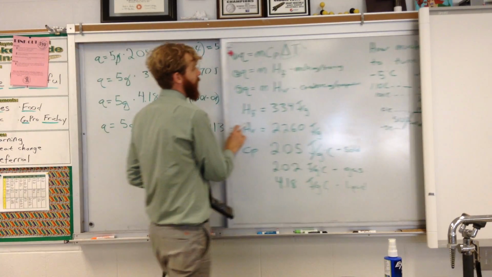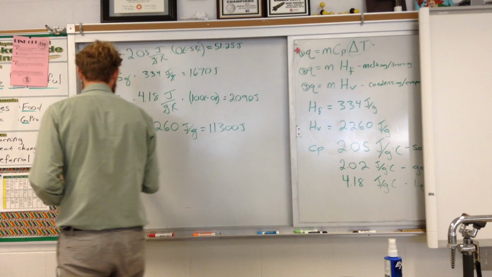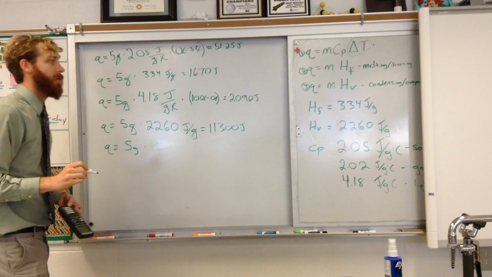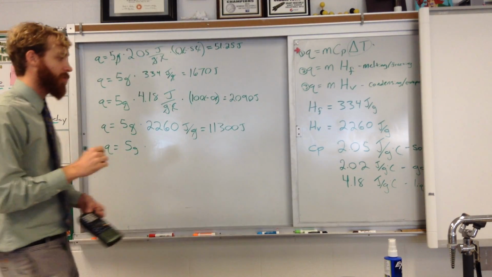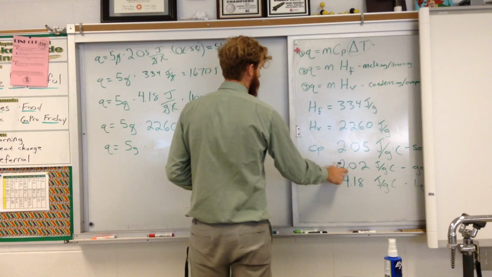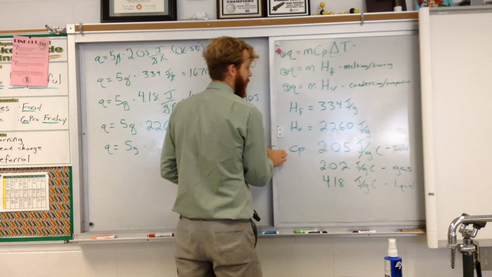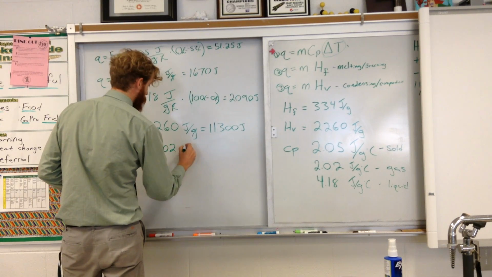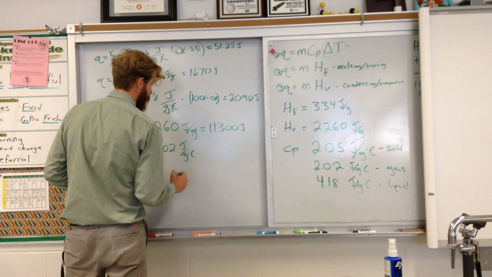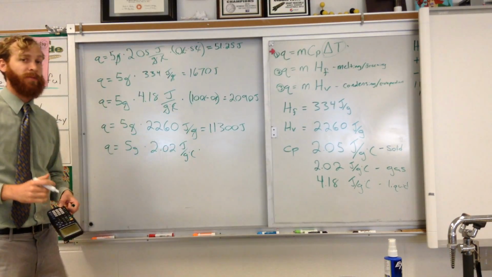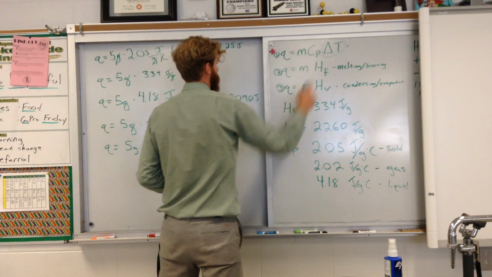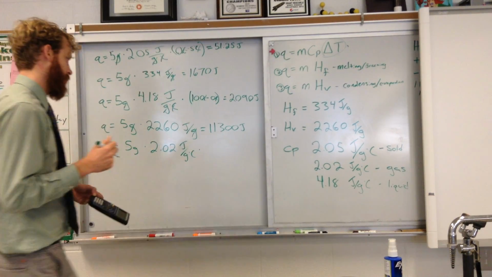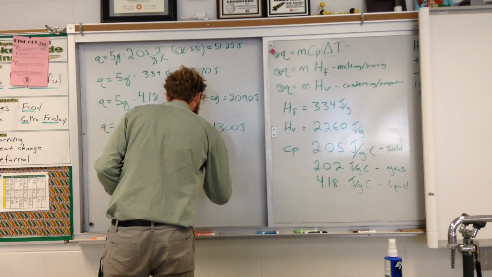So, let's plug it in. Q equals mass, 5 grams, times our specific heat. Make sure that you use the right specific heat. We're going to use 2.02 because that's when it is a gas. So we have 5 grams times 2.02 joules per gram degrees Celsius. Then our last step is to multiply by the change in temperature. We started at 100 and went to 110 degrees, so that's a change of 10 degrees Celsius.